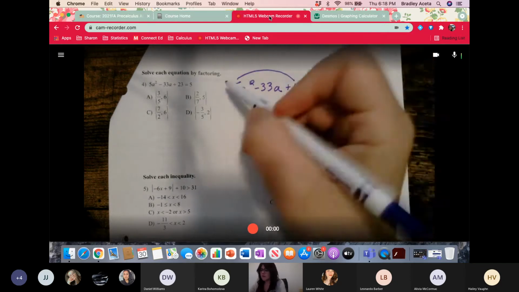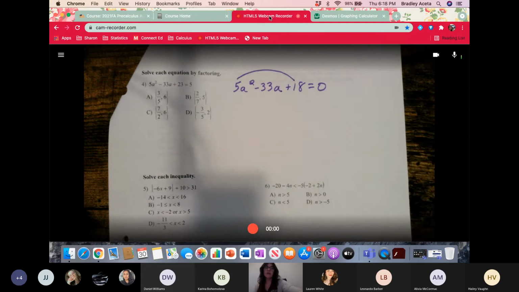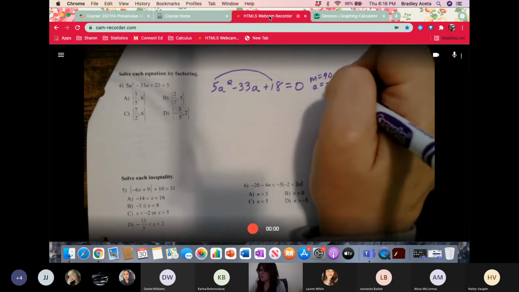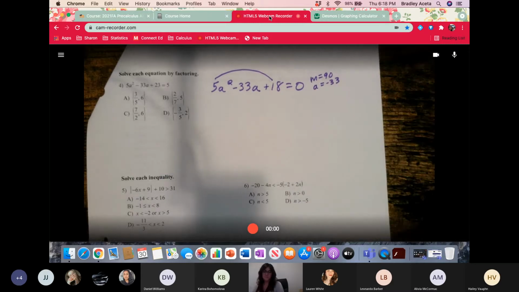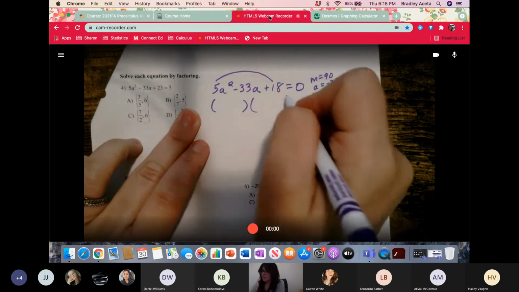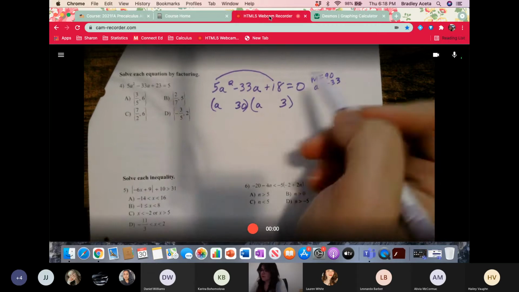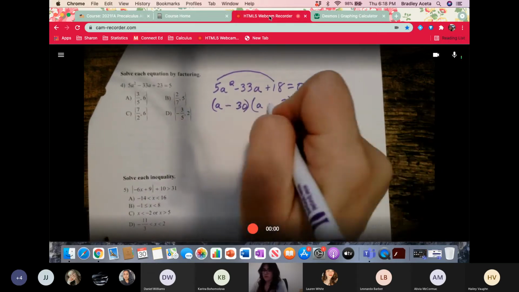Think of two numbers that multiply. 5 times 18 is, ooh, I got to get my calculator out. I think it's 90. Double check. You are allowed a calculator on this portion, so that's good. 90. So multiplies to 90, but adds to a negative 33. I'm going to go with probably 3 and 30. That would make a 90. 30 and 3, and they both would be negative.